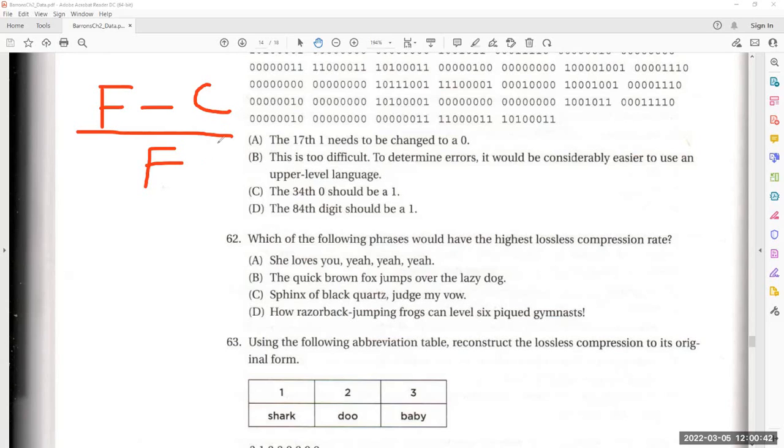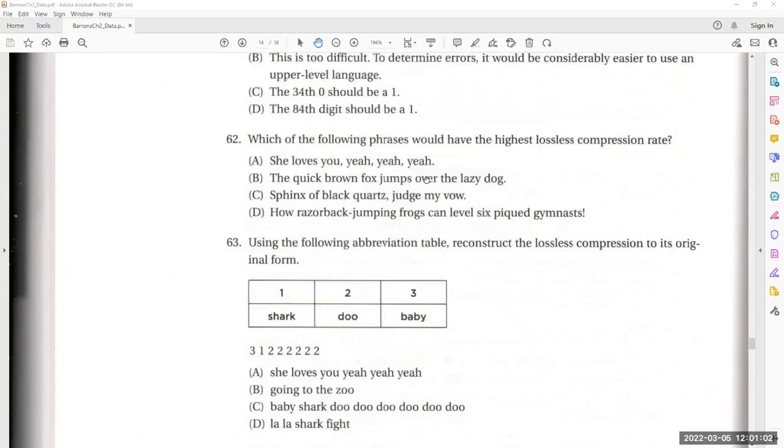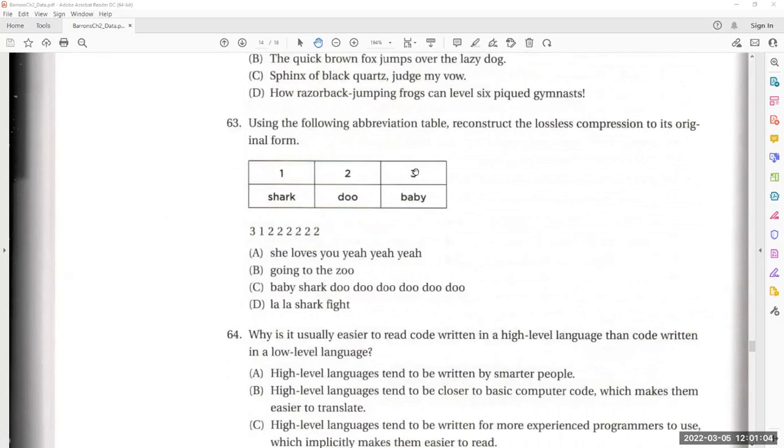So you compress the most. So here, the message with the most repeated pattern. The message with the most repeated pattern. Is that okay? Yeah. The message with the most repeated pattern should be P. Okay. 62 too easy. Okay.